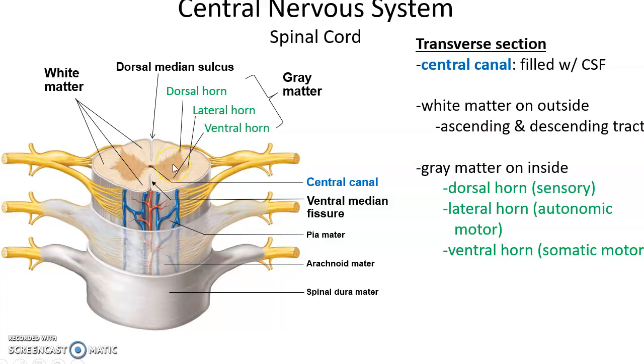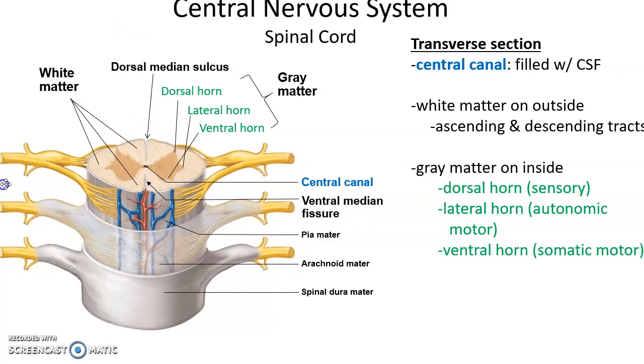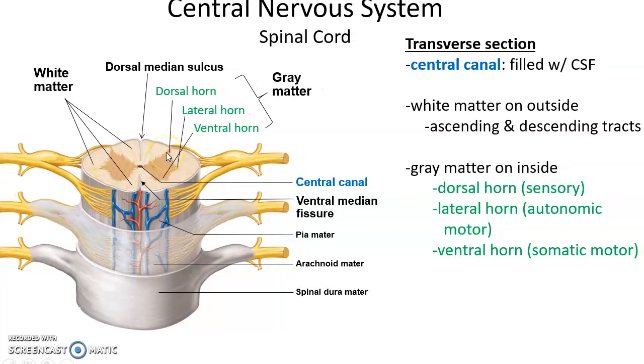The gray matter gets broken into three regions: the dorsal horn in the back, lateral horn in the side, and ventral horn to the front. In the center of the gray matter is a space called the central canal. Cerebrospinal fluid travels the length of the spinal cord through the central canal. It's also worth noting that the dorsal horn has where sensory information arrives. The lateral horn sends out motor commands for the autonomic nervous system, and the ventral horn sends out motor commands for the somatic motor nervous system.